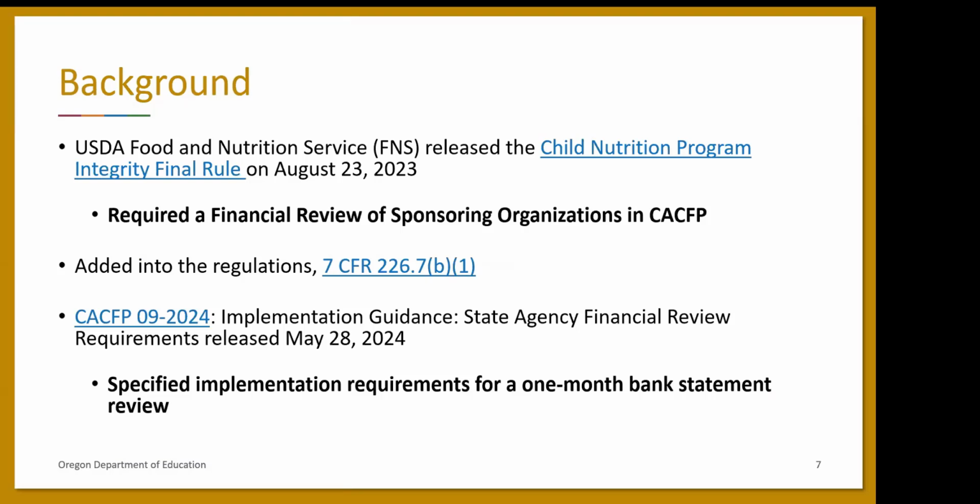Why do we need to do this verification? Back on August 23, 2023, USDA's Food and Nutrition Services, also known as FNS, released the Child Nutrition Program Integrity Final Rule. There were many changes in that final rule, and one of them required a financial review of sponsoring organizations in the CACFP. Then in 2024, FNS updated the CACFP regulations at 7 CFR 226.7(b)(1), and in May of that year released CACFP Memo 09-2024, Implementation Guidance: State Agency Financial Review Requirements. This memo specified the implementation requirements for a 1-month bank statement review, which we will be going over in this training.